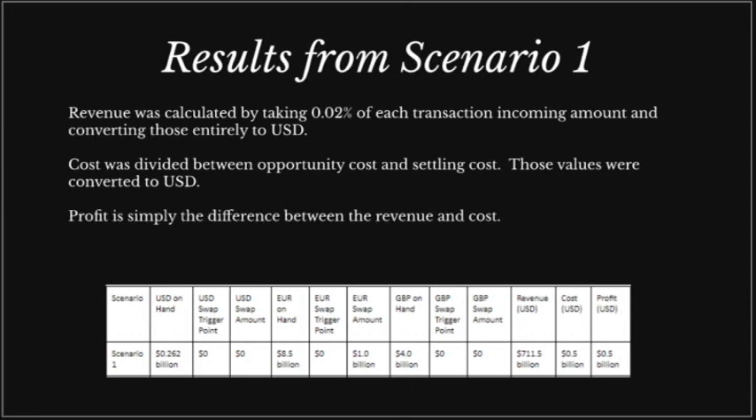Revenue was calculated by taking 0.02% of each transaction incoming amount and converting those entirely to US dollars. Cost was divided between opportunity cost and settling costs. Those values were converted to US dollars also. Profit is simply the difference between the revenue and cost.